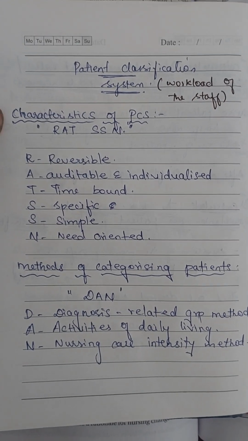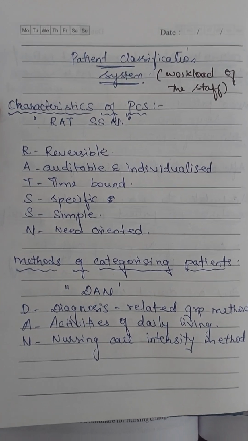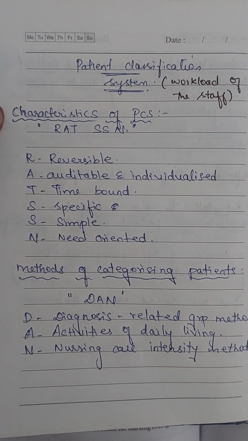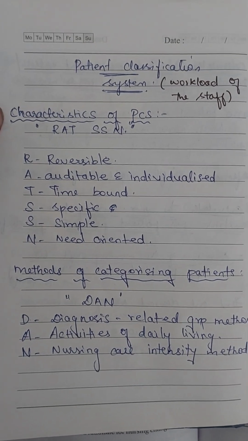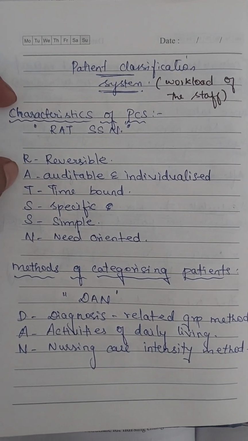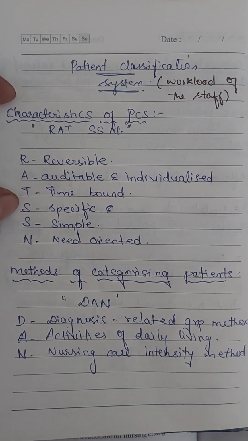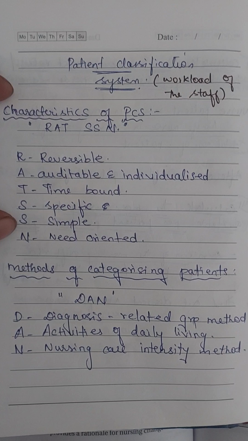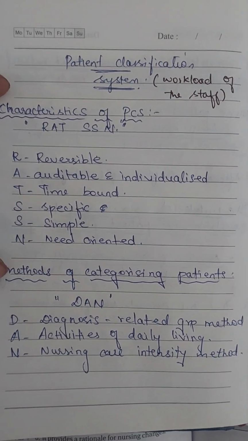Patient classification system. It is used to measure the workload of the nursing staff. It has the following characteristics. The mnemonic is RAT SSN. R is reversible. A is auditable and individualized. T is time bound. S is specific. S is simple. N is need oriented.